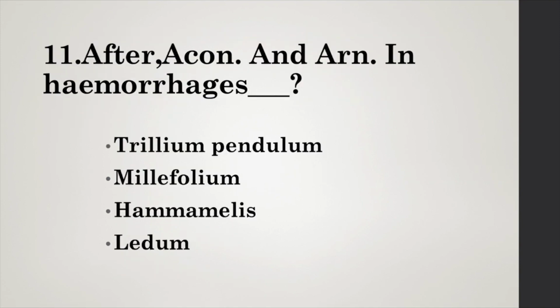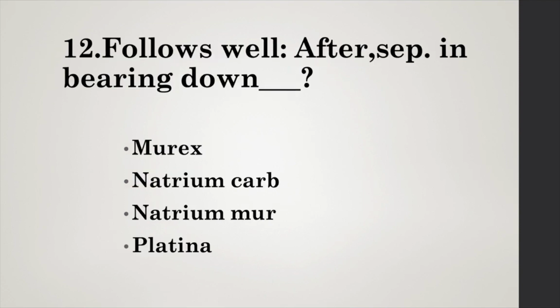After aconite and arnica in hemorrhages. Options: trillium pendulum, millefolium, hamamelis, ledum. Answer: millefolium. Follows well after sepia in bearing down. Options: murex, natrum carb, natrum mur, platina. Answer: natrum carb.